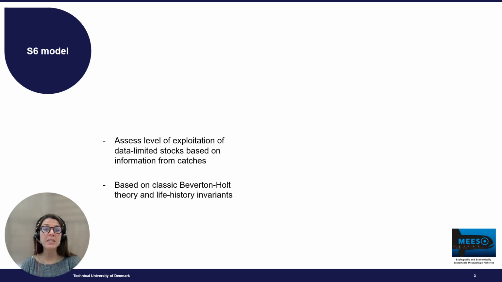Now, combining these few parameters with the size distribution from the catches then allows the model to estimate the status of the stock. So the stock status is the ratio between the fishing mortality and the reference point FMSY. And then the model essentially classifies stocks as over or underfished. So overfished when the ratio is above 1, underfished if the ratio is below 1.